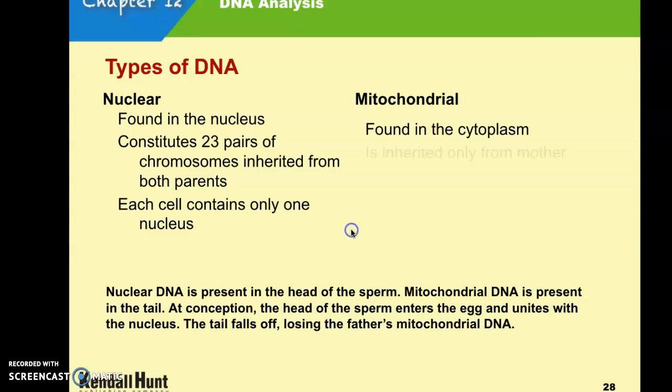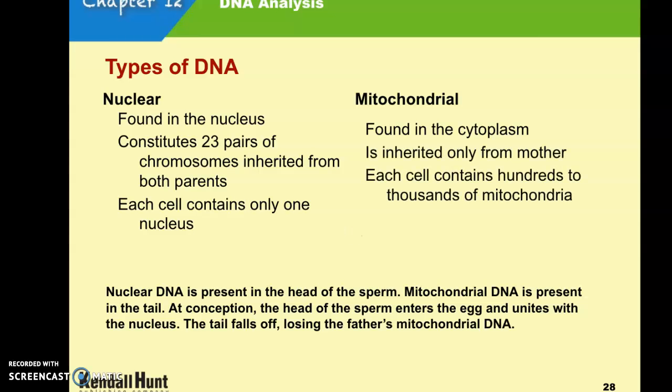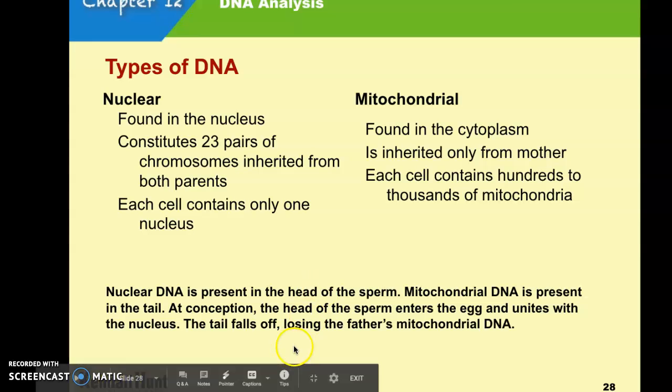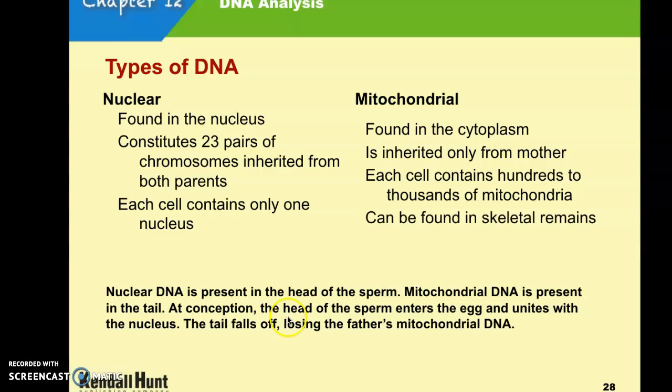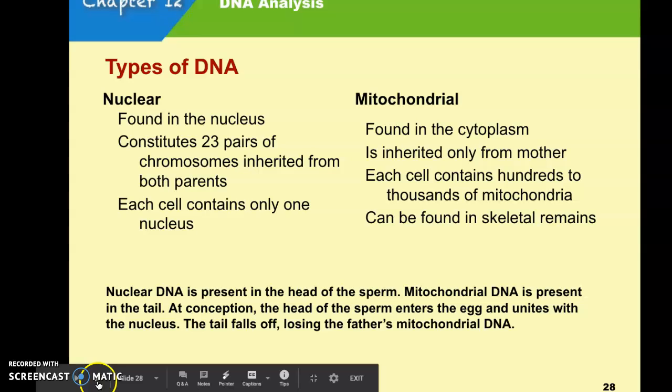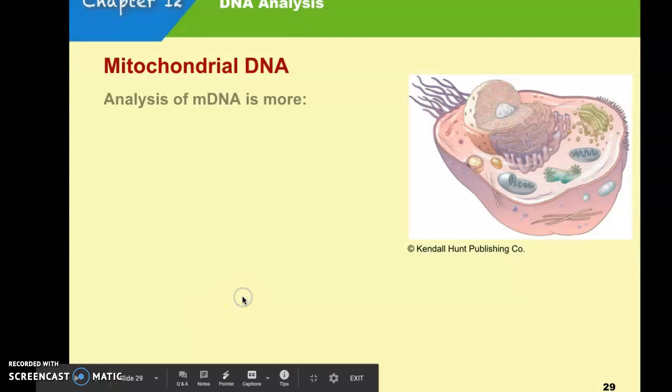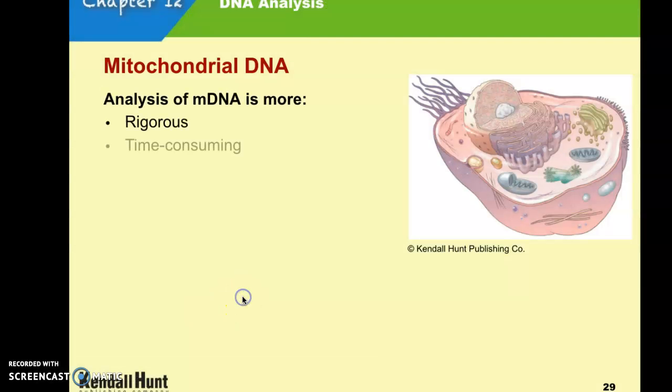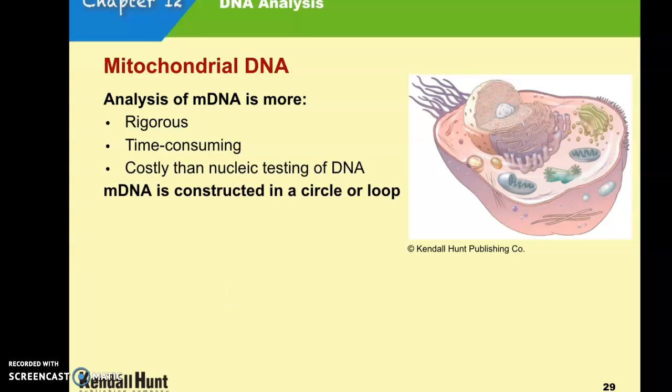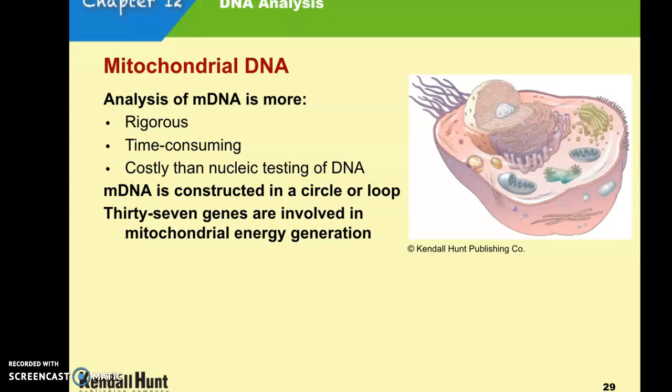Mitochondrial DNA is found in the cytoplasm. It is inherited only from the mother, and each cell contains hundreds to thousands of copies of mitochondrial DNA. So there is more mitochondrial DNA, and it can be found in skeletal remains. There's more of it than there is nuclear. The problem with it is that it is more rigorous, more time consuming, and more costly than nuclear. You don't have to know how it occurs, but realize that it is a more extensive process.